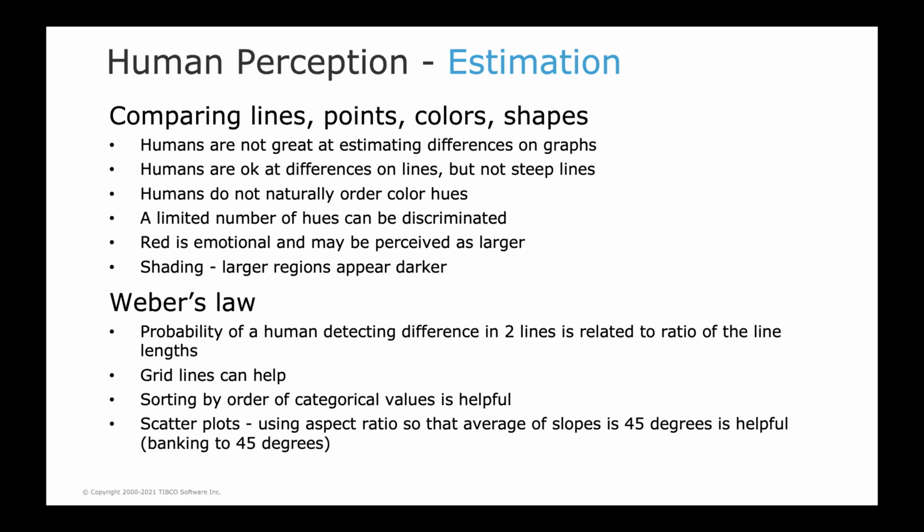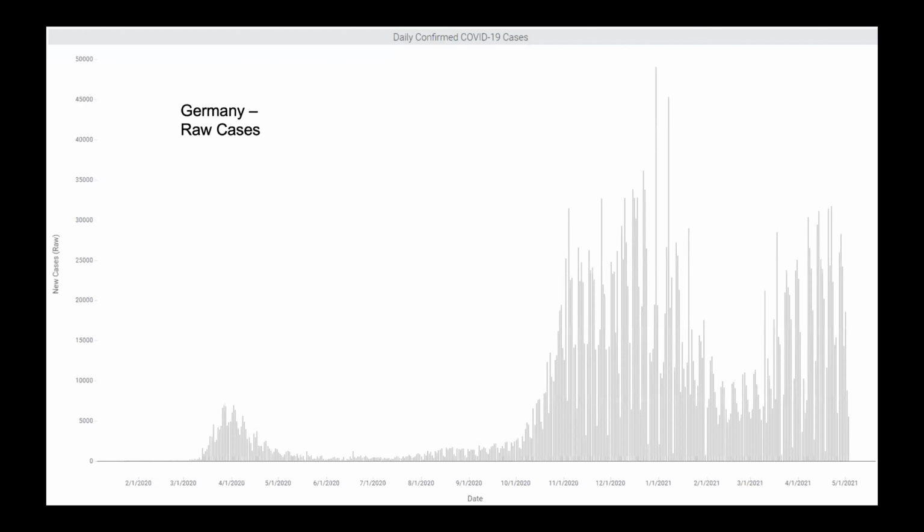And Weber's law is, the probability of a human detecting a difference in two lines is related to the ratio of the line lengths. There's some tricks you can do to increase perception. Sorting by the order of the categorical values, for example, a faint grid line can help. Banking your scatter plots to 45 degrees so the average slope is 45, so that the differences from 45 can be more rapidly discerned. These are all tricks you can do to enhance perception. But let's take a look at this notion of estimation.